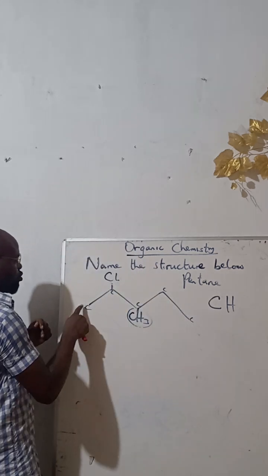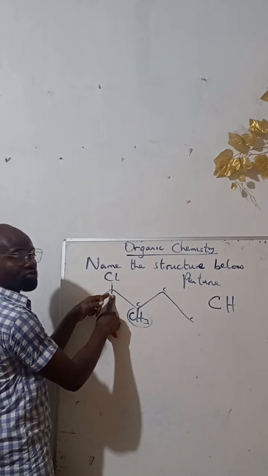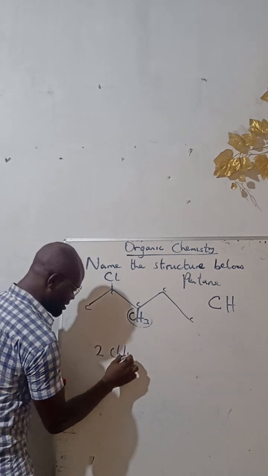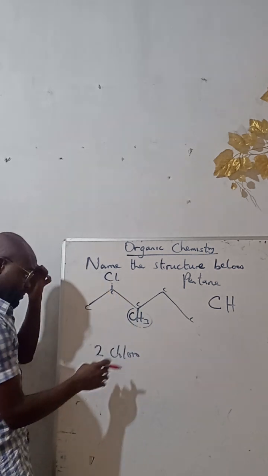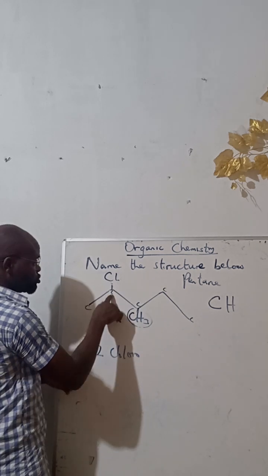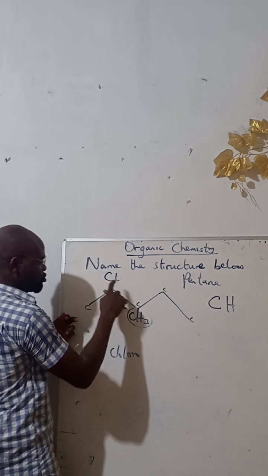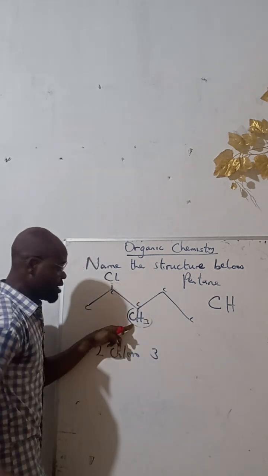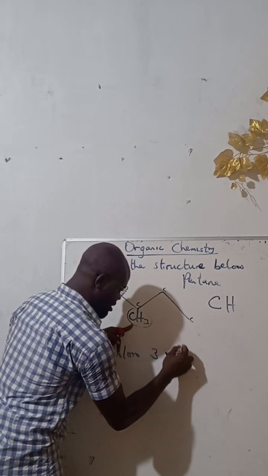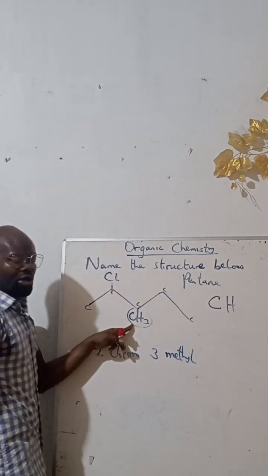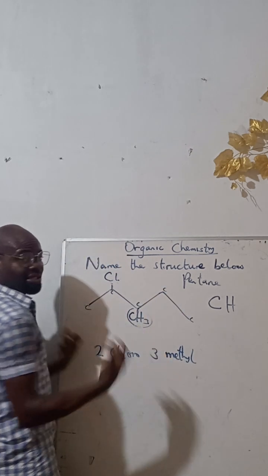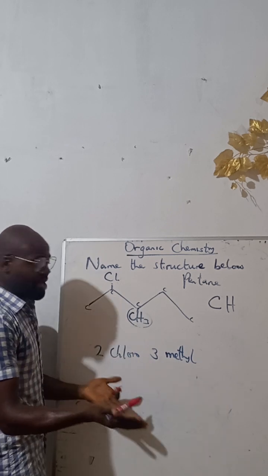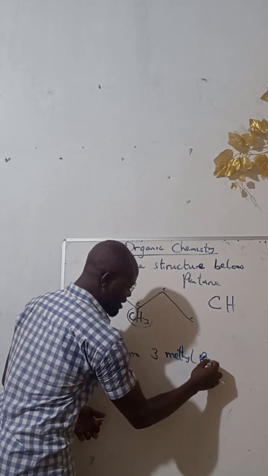So let's see. 1, 2. Chloro is number 2, so I will say 2 chloro. That is, my chloro is in carbon number 2. Then I will consider 1, 2, 3. My methyl is number 3. So I will say 3 methyl. So no other branches again. So I'm going to write the parent name now. The parent name is pentane. So I will say pentane.